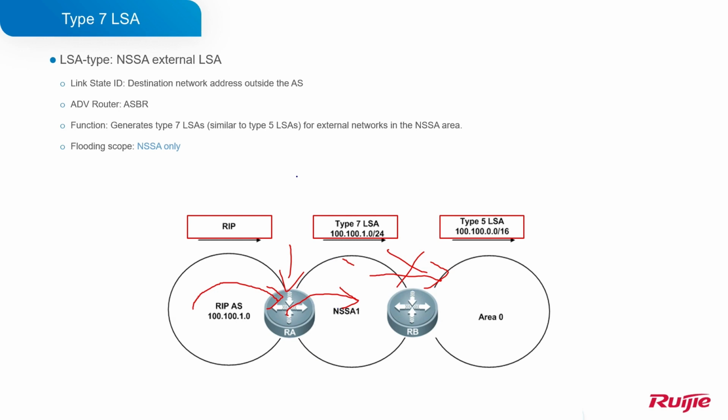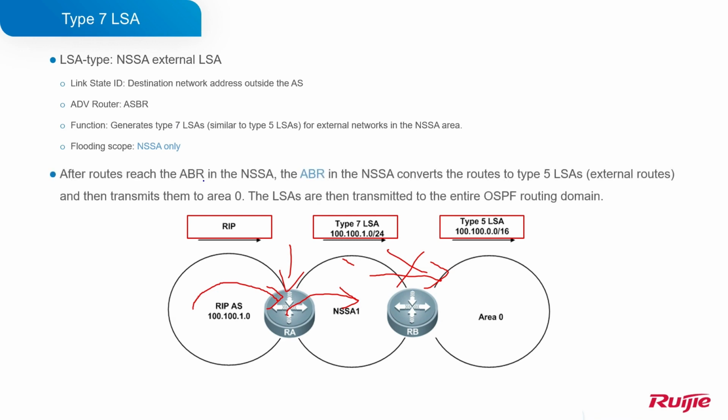So now for our NSSA area, if we learned the RIP information from another AS, right? And then the RA will transmit to RB. So the RB will receive the Type 7 LSA information, where the link state ID is 100.100.10, this segment information, right? This detailed LSA information. And then the RB will transfer to the backbone area. And now the Type 7 LSA information will become the Type 5 LSA information.